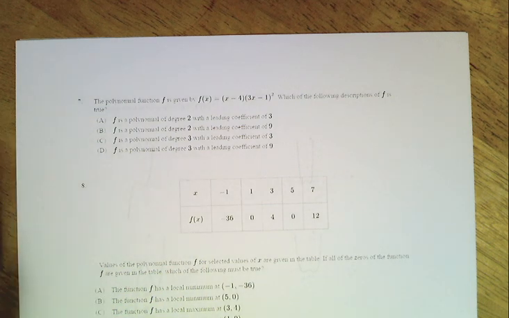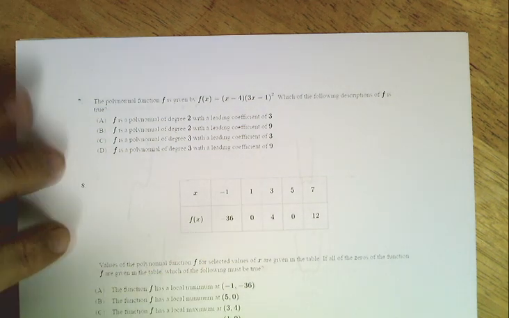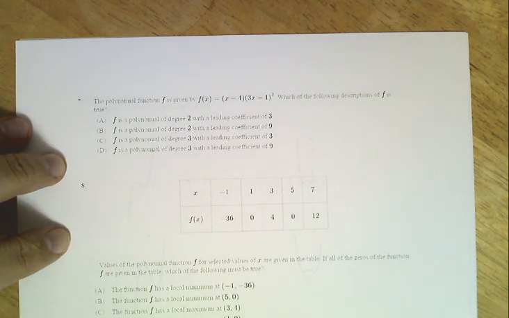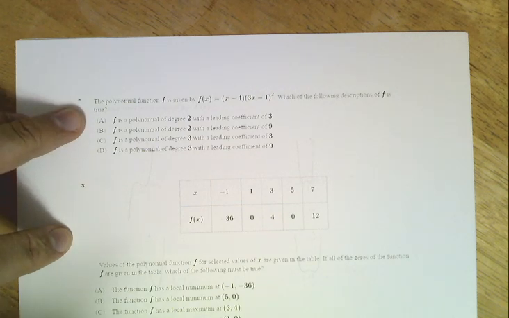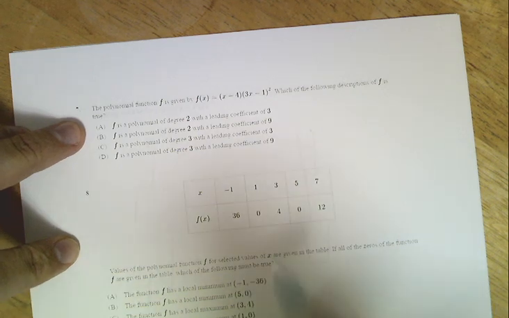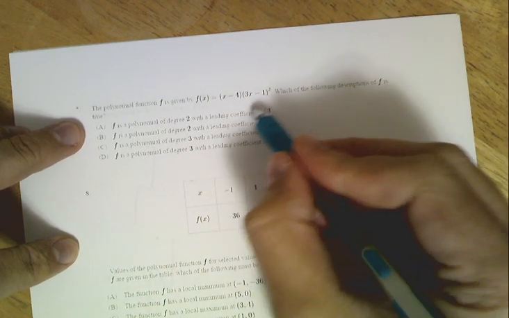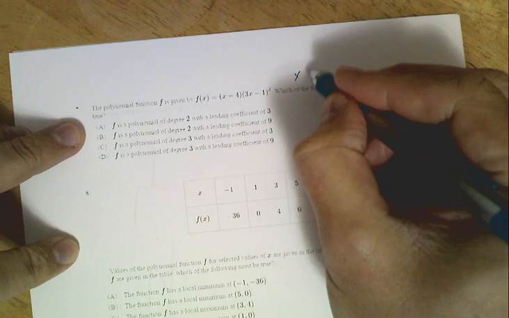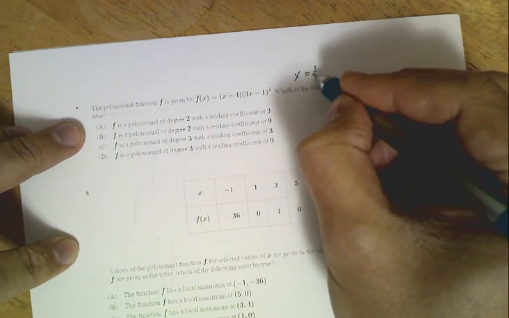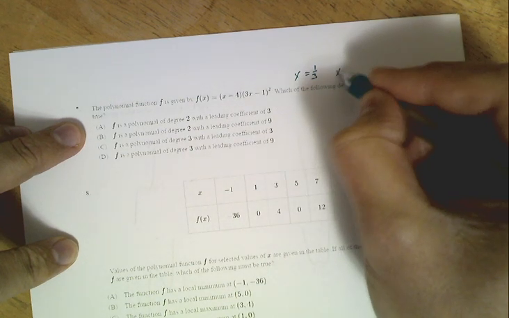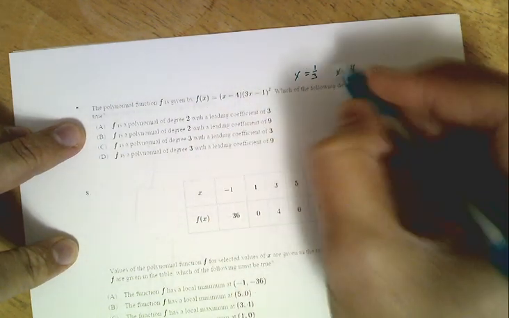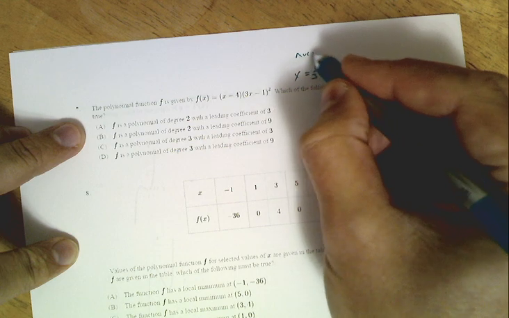7. The polynomial function f is given by f of x equals x minus 4 times 3x minus 1 squared. Which of the following descriptions of f is true? This tells us that x equals 1/3 is a 0 and x equals 4 is a 0. This one has a multiplicity of 2.